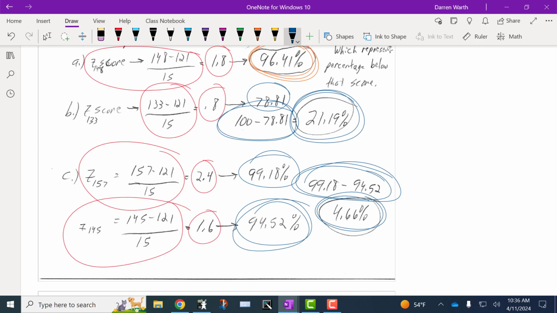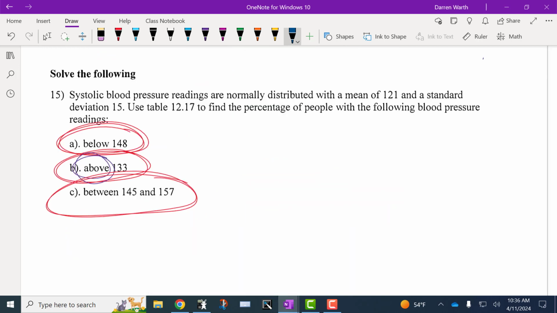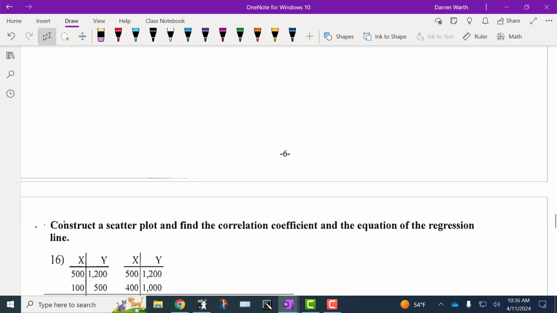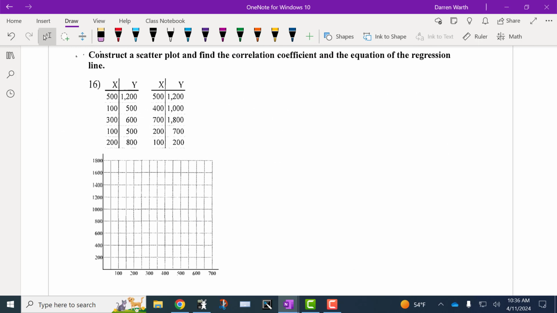Okay, then on number 16, it wants us to construct a scatter plot. So as I look at the direction of number 16, it says construct a scatter plot and find the correlation coefficient and the equation of the regression line. So the very first thing I want to do is go and do my scatter plot first. So I'm just going to plot these.